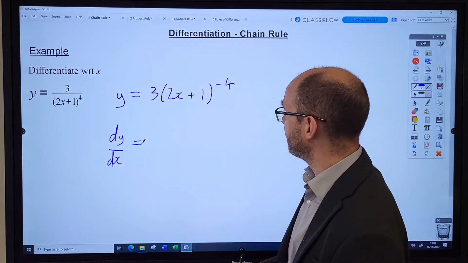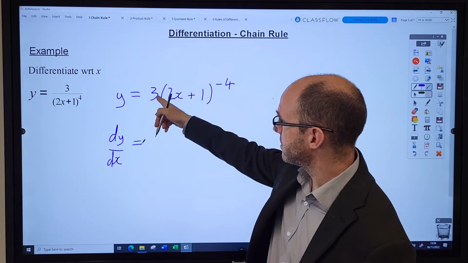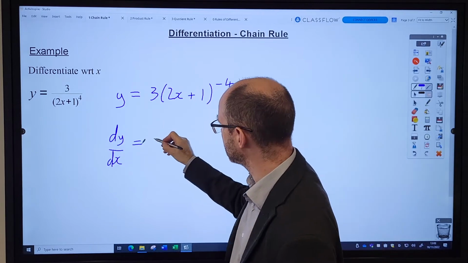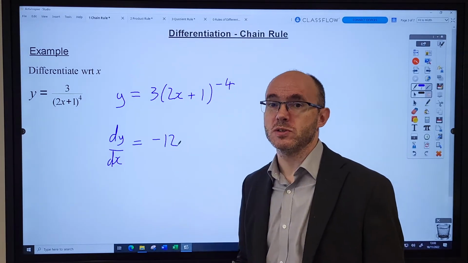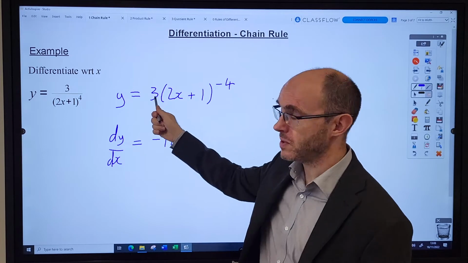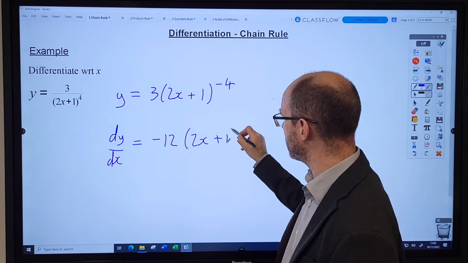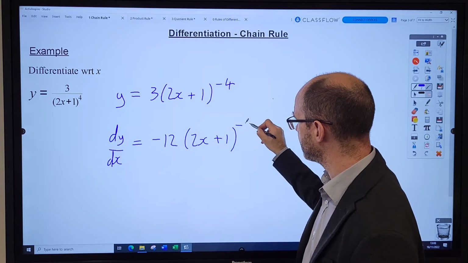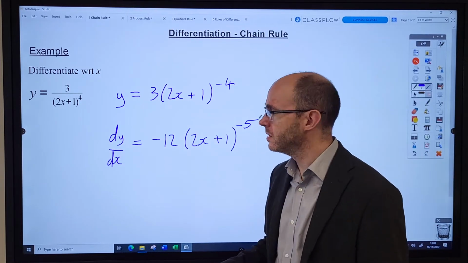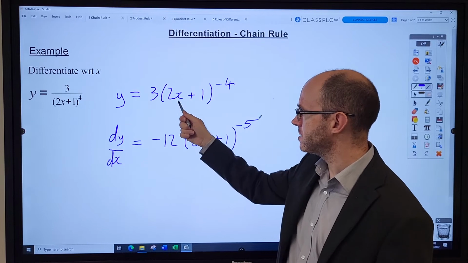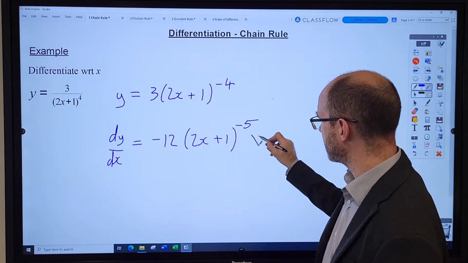Okay, maybe you've done that. So negative 4, bring it in front. There's a 3 there already. So as with any year 12 differentiation, you just multiply them together. So negative 4 times by 3, which is negative 12. And then the expression in brackets, 2x plus 1, decrease the power by 1, power negative 5. That's that bit done. Then differentiate what's inside the brackets, it's 2. Okay, so multiplied by 2.